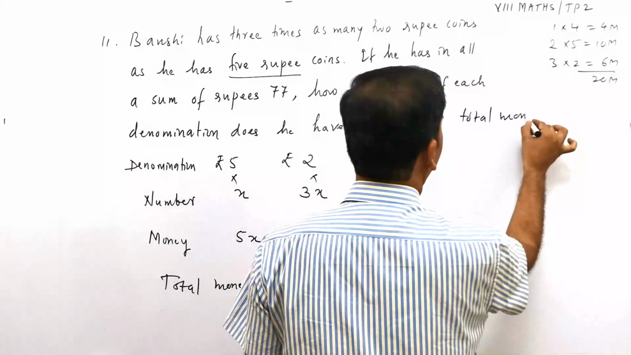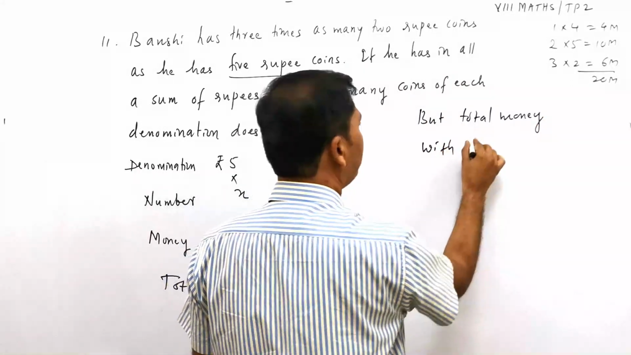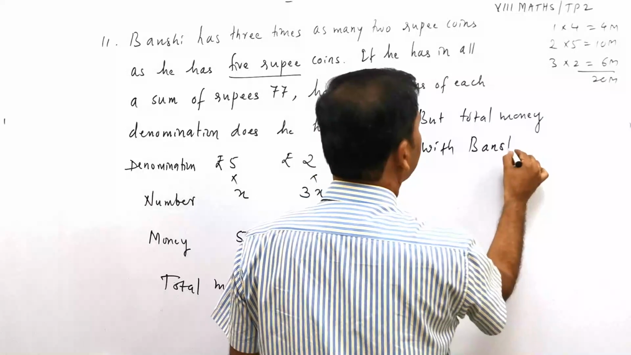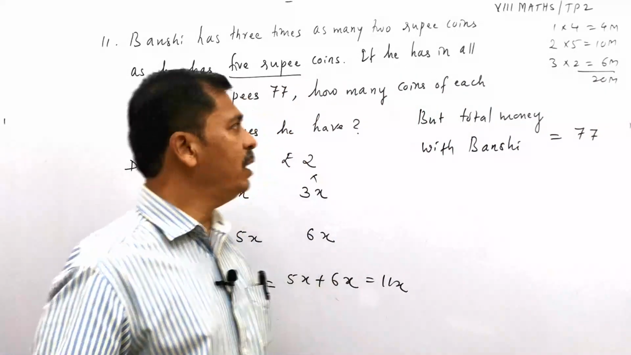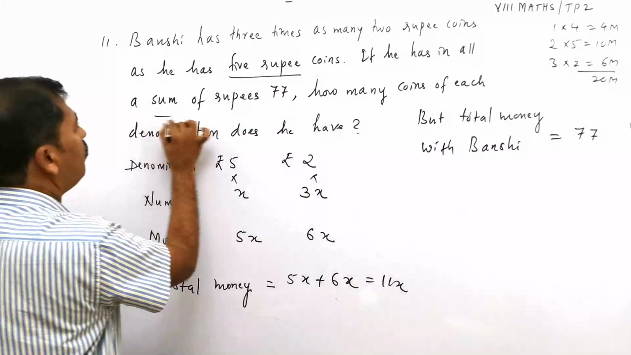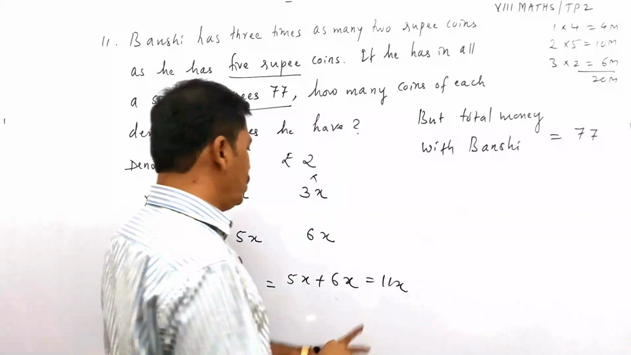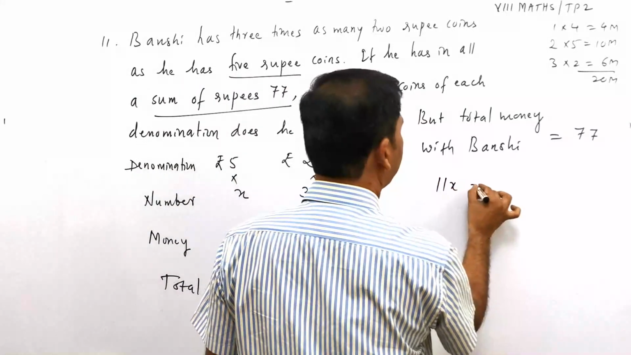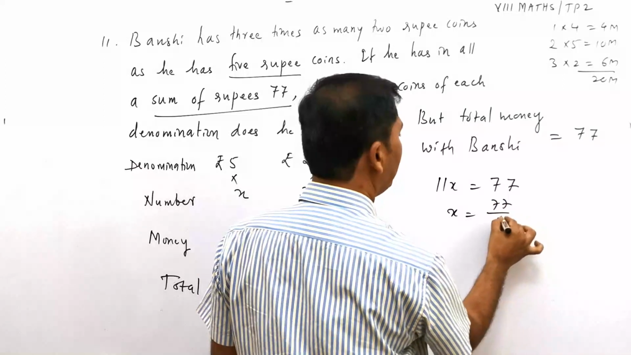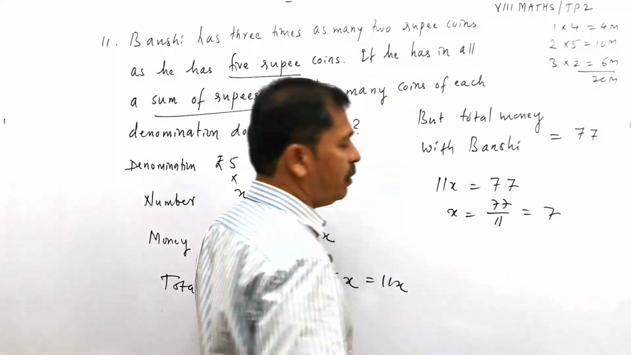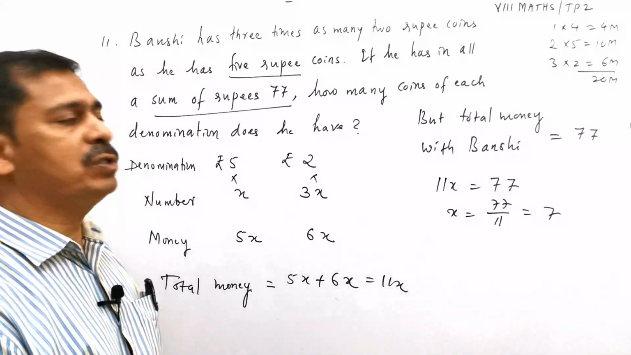But it is given that total money with Bansi is equal to 77. Is it clear? A sum of 77 rupees. In all, he has 77 rupees. So 11x is equal to 77. So x is equal to what you are getting? 77 divided by 11. 11 7s are 77. So x equals 7.